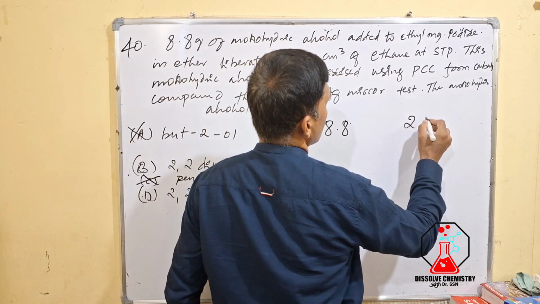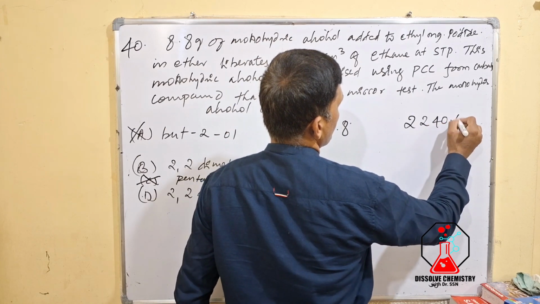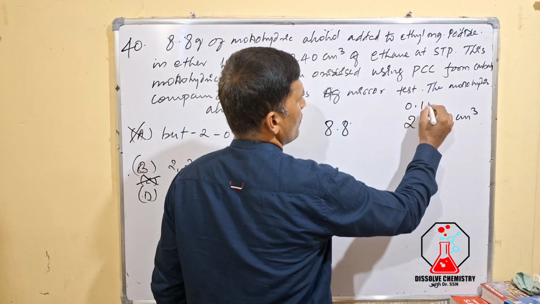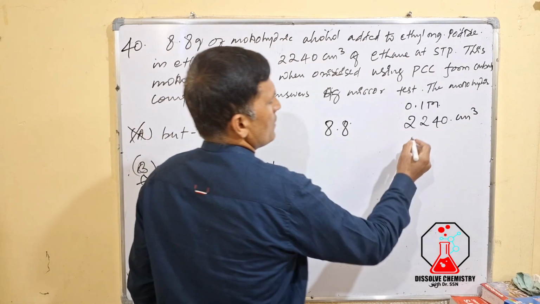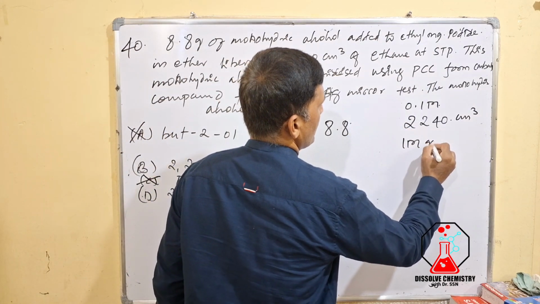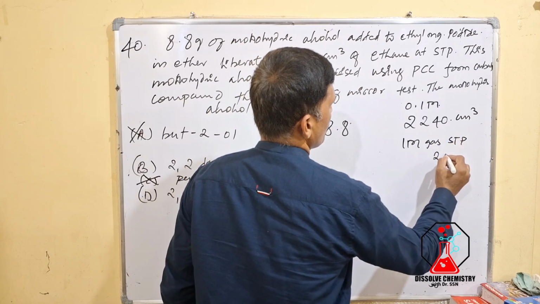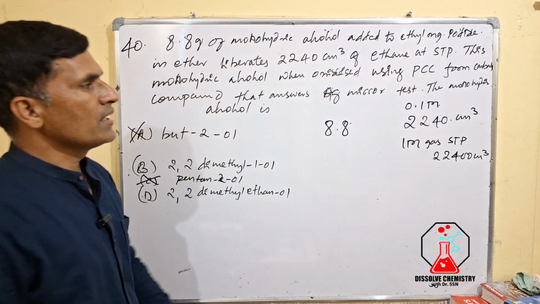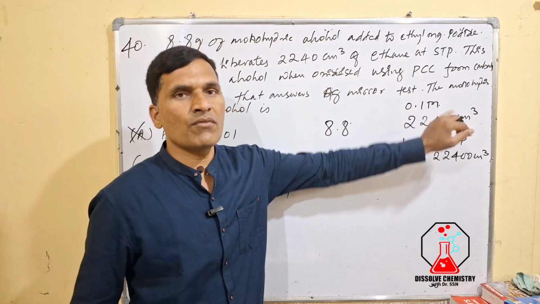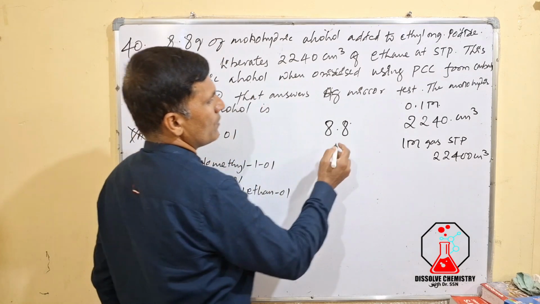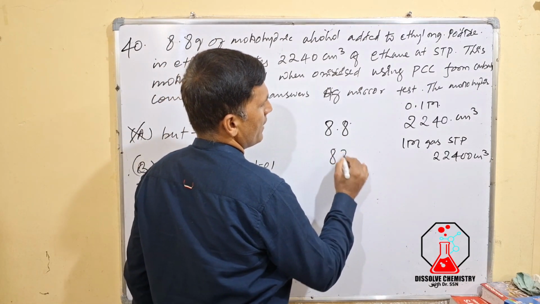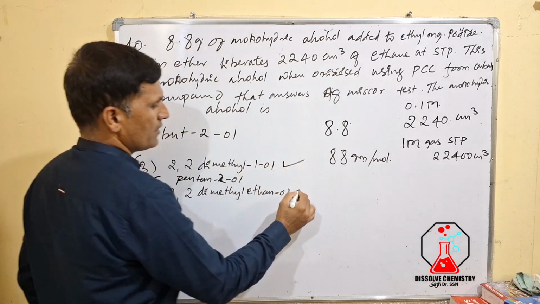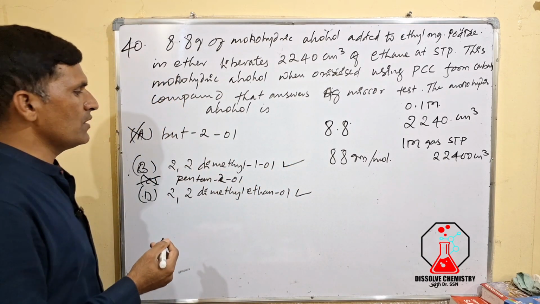As it is giving gas, how much? 2240 cubic centimeter. Suppose it corresponds to 0.1 mole, because we know that 1 mole of gas at STP is 22,400 cubic centimeters. We must know that one. Here it is given 2240, means it is 0.1 mole. So the molar mass of the compound will be 88 grams per mole. Among these two compounds, whichever gives 88 grams per mole will be our answer.